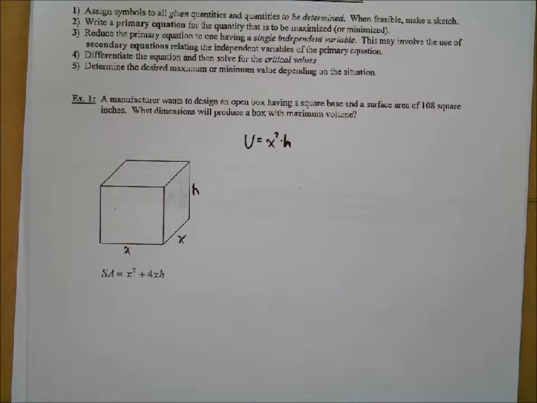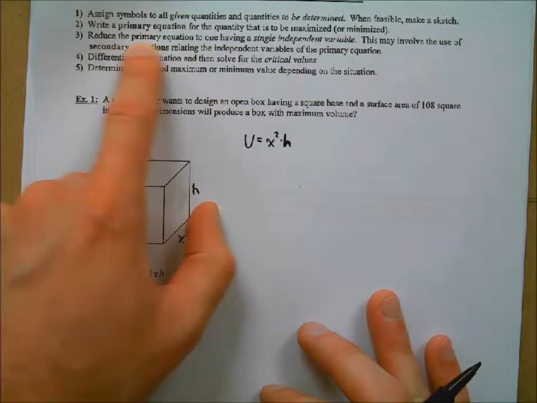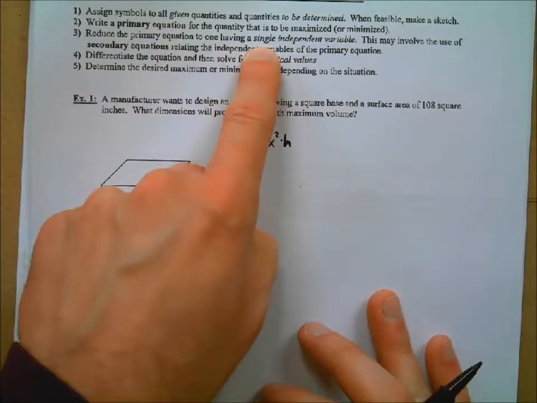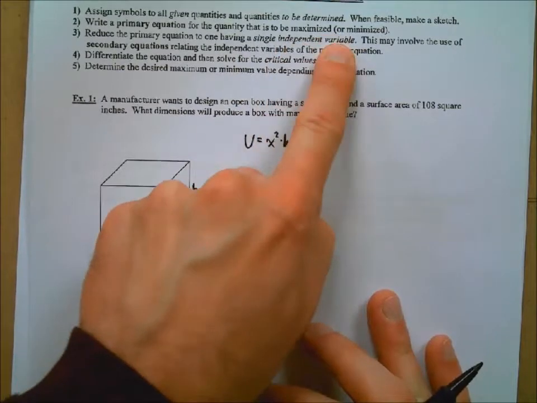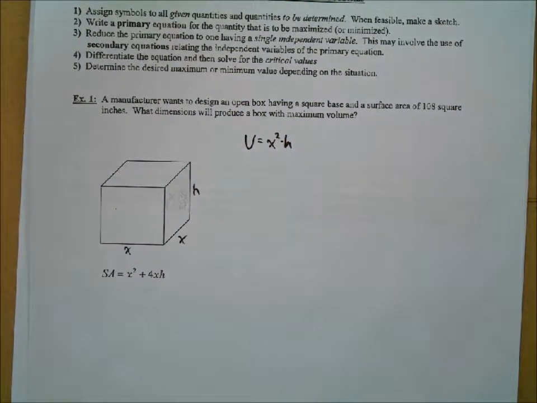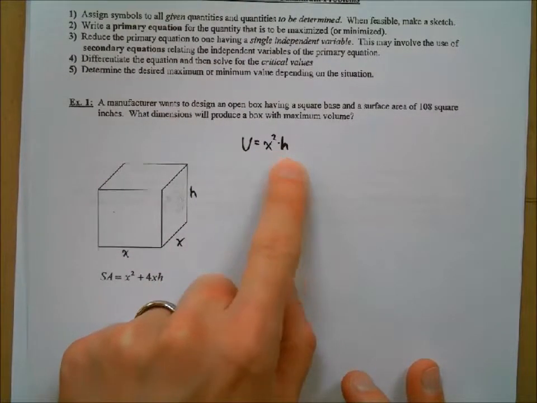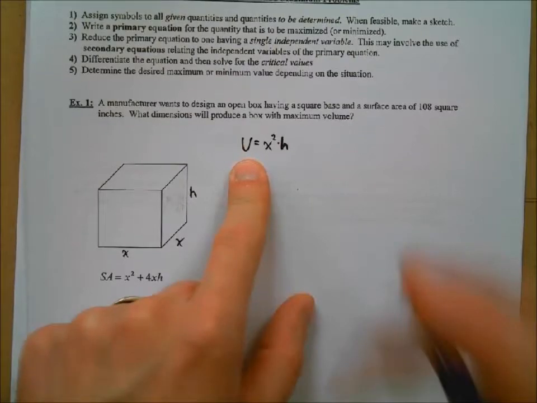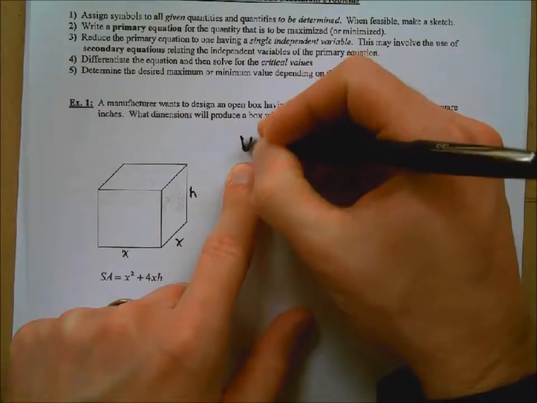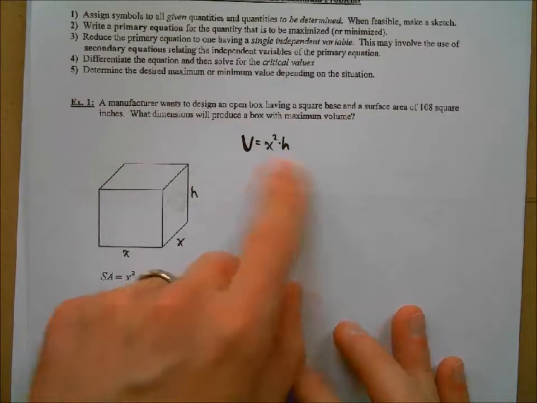Now, looking at our primary equation, we can see in step 3 here, we're supposed to reduce the primary equation to one having a single independent variable. So if you look here, do we have a single independent variable? No, we have two, right? We have x and we have h. Those are both independent variables. And then V, that's our dependent variable because that depends on what the values of x and h are. So we need to rewrite this equation. How can we do that?